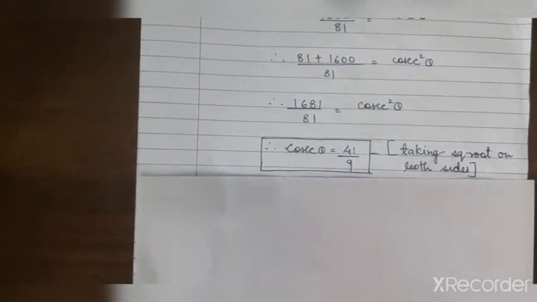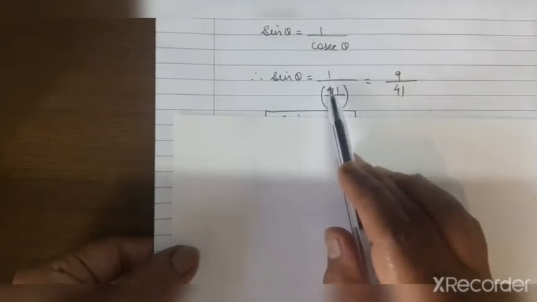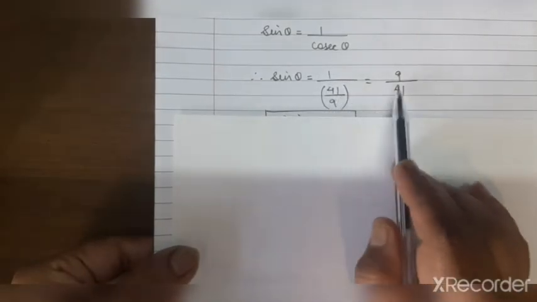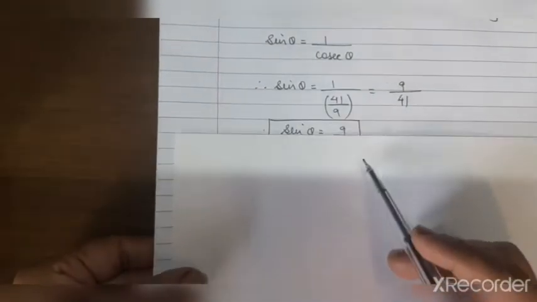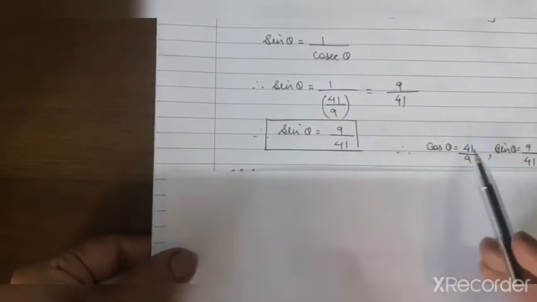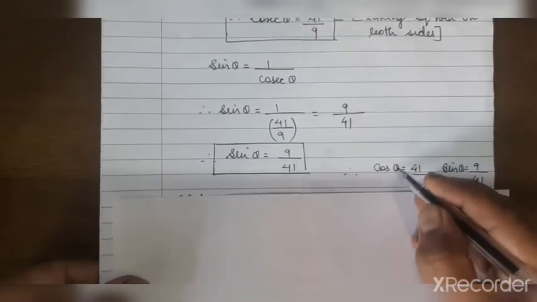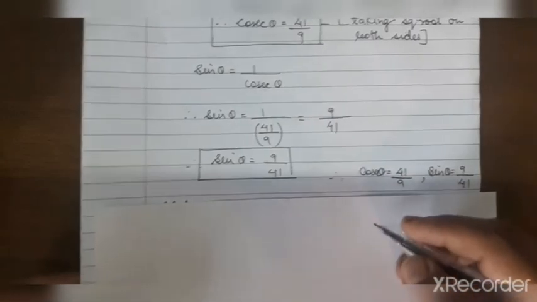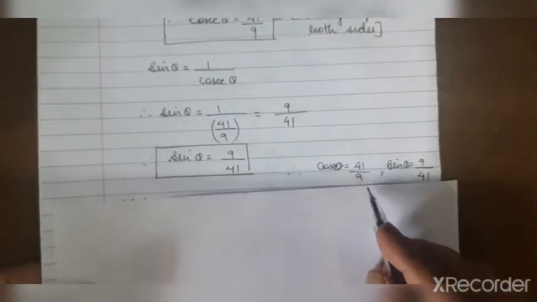But we also have to find sine theta. Now we know the relation between cosec theta and sine theta. Cosec theta we have got, and sine theta is the reciprocal of cosec theta. That is, we have studied that sine theta is 1 upon cosec theta. So here we substitute 1 upon 41 upon 9, and when we shift it, it becomes 9 upon 41. So sine theta. At the end, we have to mention both, that is cosec theta is equal to 41 upon 9 and sine theta is 9 upon 41.